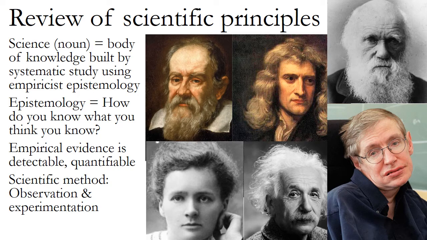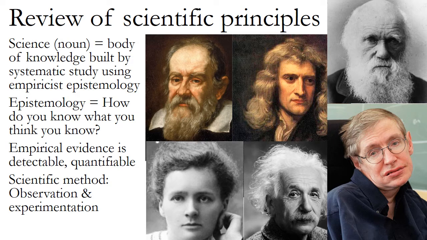Using the scientific method of observation and experimentation that has been refined over the last several centuries, starting in earnest with Galileo, the great astronomer, and Sir Isaac Newton, very early scientific revolution figures. Newton was a physicist. And then Charles Darwin in the 19th century, a biologist. Also in the 19th century, Marie Curie, a chemist and physicist. Into the 20th century, we get Albert Einstein, also a physicist, and Stephen Hawking, a cosmologist.